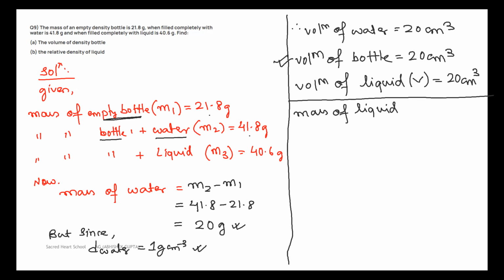Mass of liquid, can I say M will be mass of liquid plus bottle minus mass of bottle. That is how much? 40.6 minus 21.8. 6 minus 8, borrow, 16 minus 8 is 8. 9 minus 1 is 8. And 1. 18.8 gram. Fine. 18.8 gram.